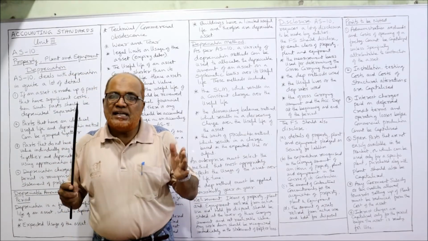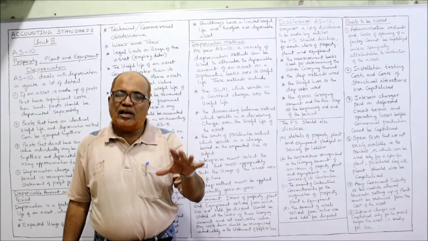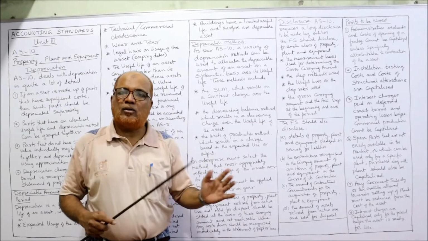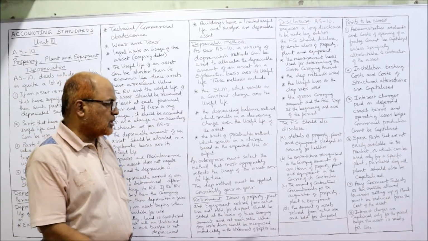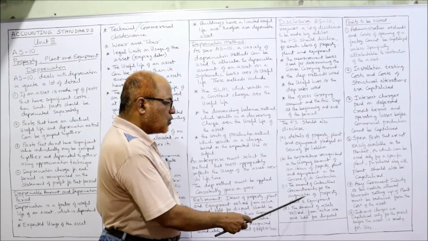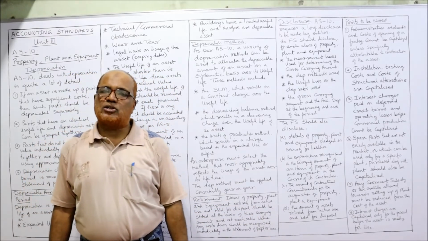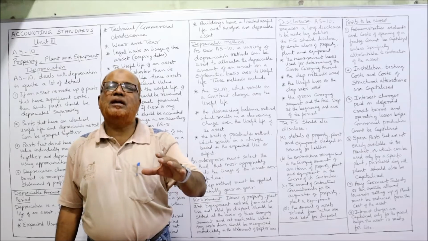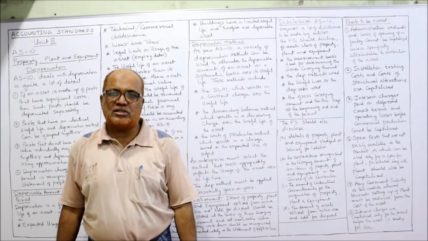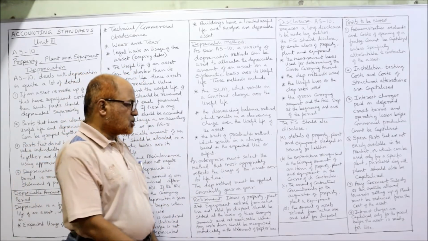That means if the asset is constructed, then the expenditure incurred on construction of the property, plant and equipment should be disclosed. Thirdly, the amount of contractual commitment for the acquisition of property, plant and equipment. Contractual commitment means taking the help of a professional person. Then the contractual payments should be disclosed.